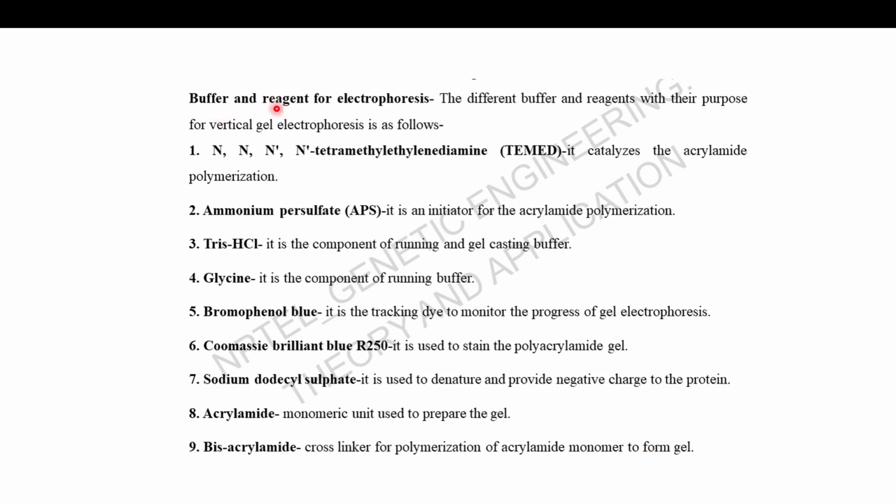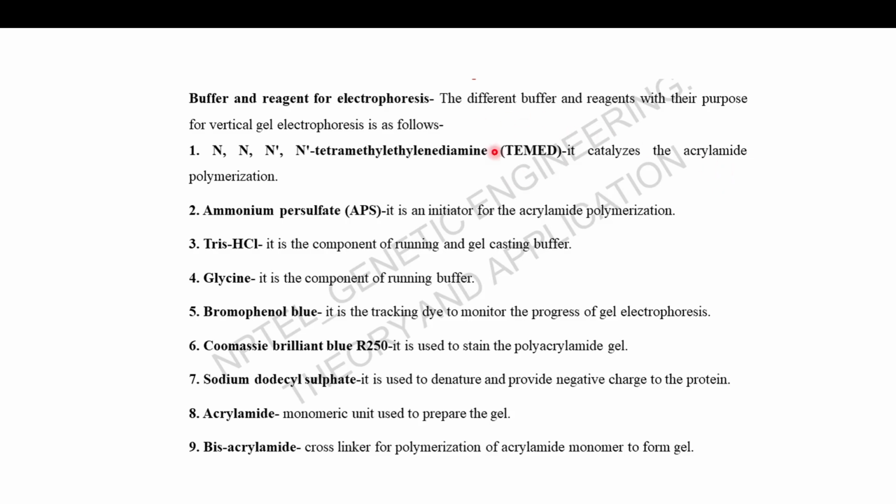Now let's look at the different kinds of reagents being used for SDS-PAGE. The different buffers and reagents being used are TEMED. This is N,N,N',N'-tetramethylethylenediamine, which catalyzes acrylamide polymerization. Okay, so the polyacrylamide is a composition of acrylamide and bisacrylamide. Linear polymerization takes place using acrylamide, and the branching between two linear chains takes place due to bisacrylamide.